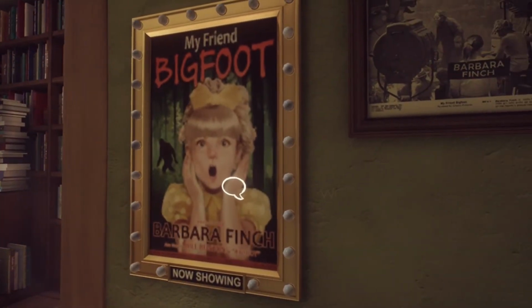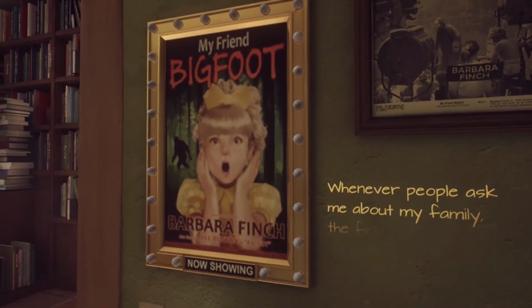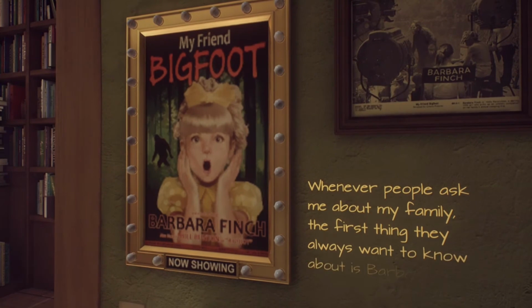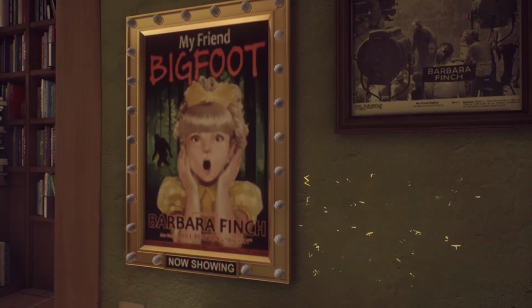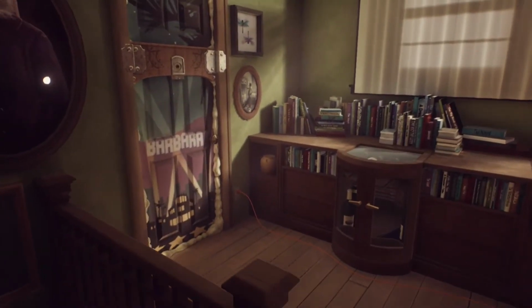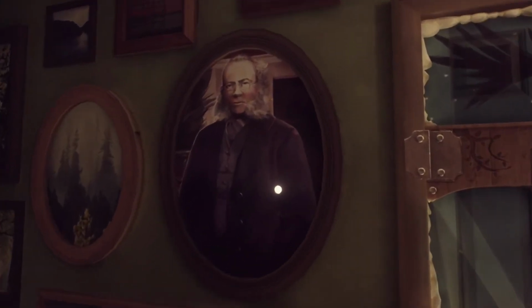Let's do this one. "Whenever people ask me about my family, the first thing they always want to know about is Barbara. So she was a child star in a movie called My Friend Bigfoot. And this was her room." Let's go and check out the picture first.